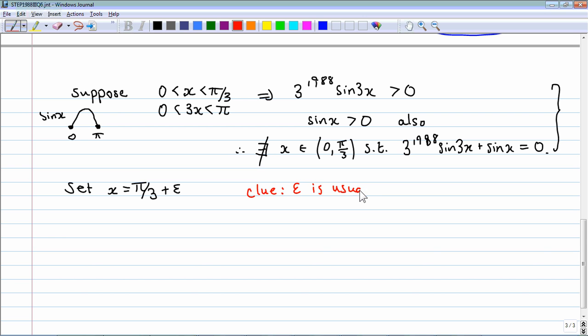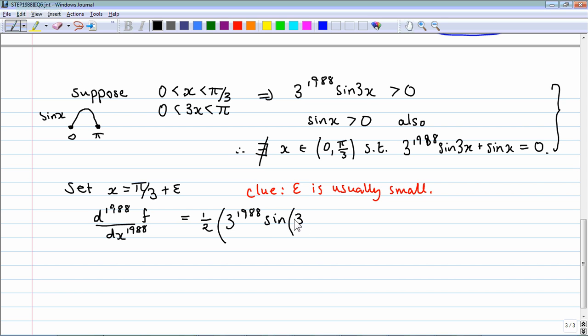They're using the number epsilon because that usually refers to a small number, traditionally in maths. And also we're only finding the approximate answer, so the question becomes, how can we approximate? So let's write down the 1988th derivative of f again, in exact form. But this time we're going to substitute x equal to pi over 3 plus epsilon.